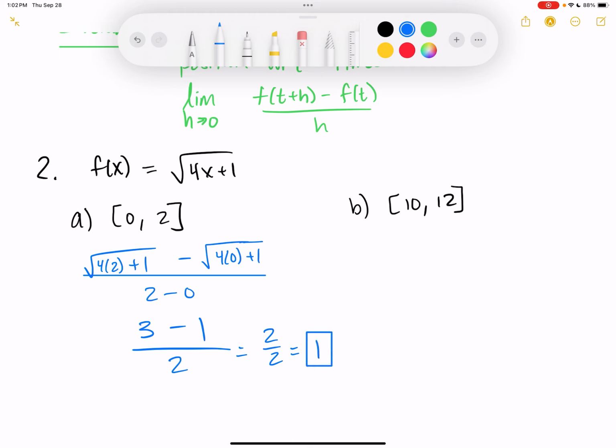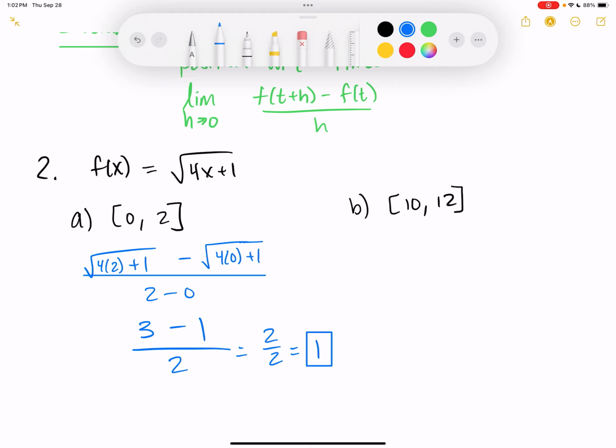Wait, is this the stuff that you said is similar to rate of change and slope? Or is that something else? This is average rate of change. The formula just kind of looks like the slope formula. So that's why I compare it that way.